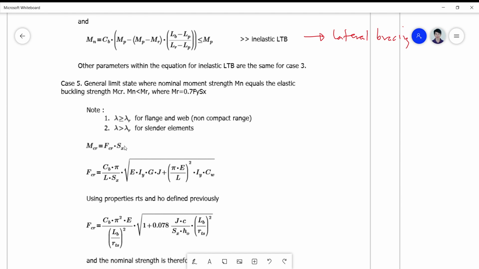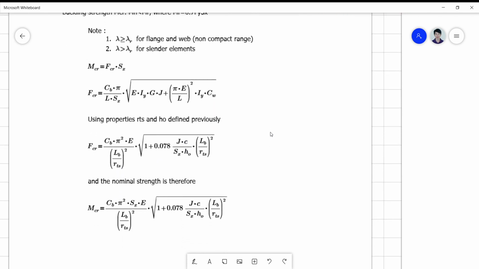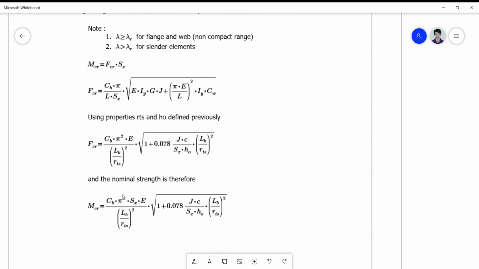So take note that the SX there was just introduced to compute back FCR in terms of MCR. Okay, so I just removed the SX there and placed it underneath so that I have a representation of the critical buckling stress. So using the properties RTS and HO defined previously, FCR can now be transformed into this equation. Okay, so the properties CW and the GJ properties are being converted into an RTS value and the C value, which is the same as that in the previous case. And the nominal strength is therefore this one here.